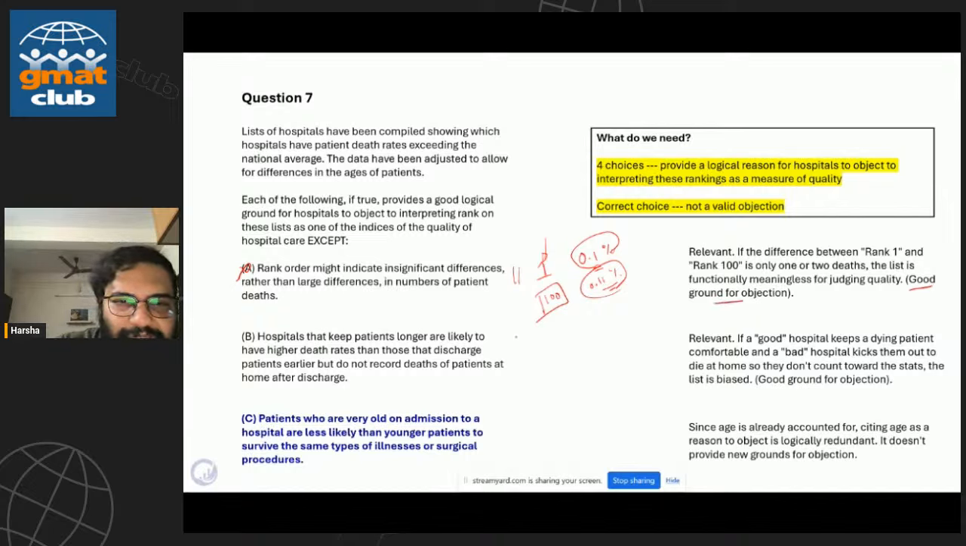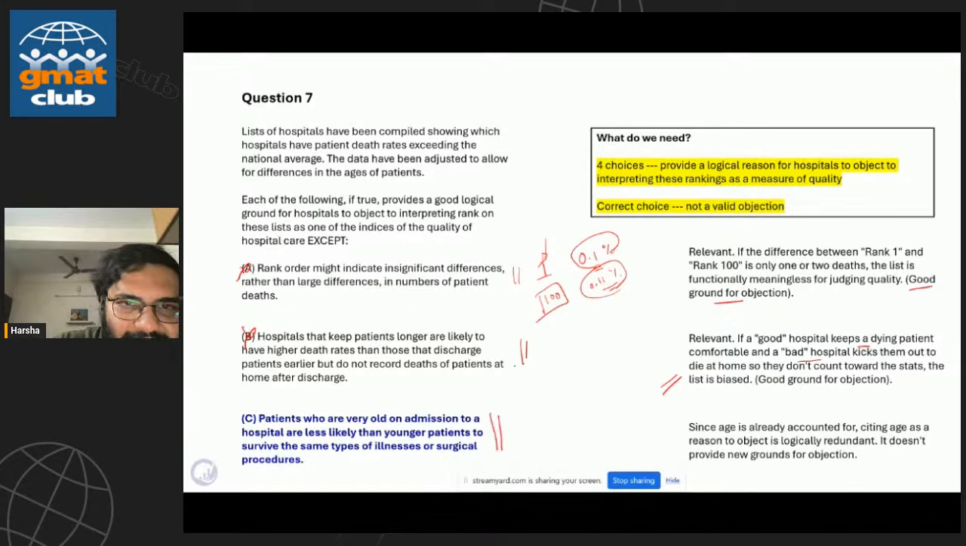Now, if I look at choice B, hospitals that keep patients longer are likely to have higher death rates than those that discharge patients early but do not record deaths of patients. Yet again, this is clearly a valid objection. If a good hospital keeps a dying patient comfortable and a bad hospital kicks them out to die at home, this list is biased. Again, it points to you being able to object to using this list as a measure of hospital quality.